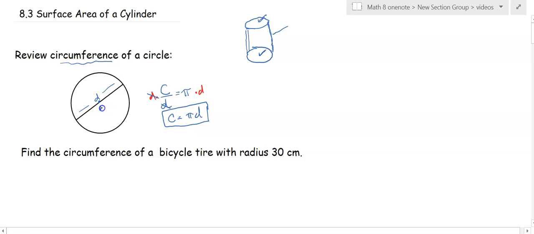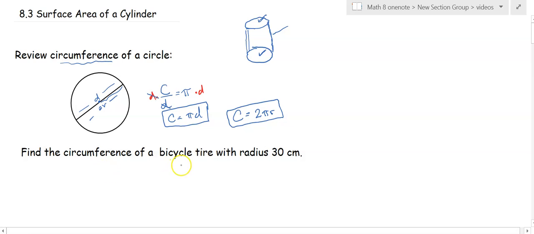D is the same as 2r. The radius is the distance from the center to the outside of the circle, to the circumference. So I can always replace d with 2r. And just rearranging the order, 2 pi r is another formula. It's the same formula. One using r, with 2r replacing d, or vice versa.